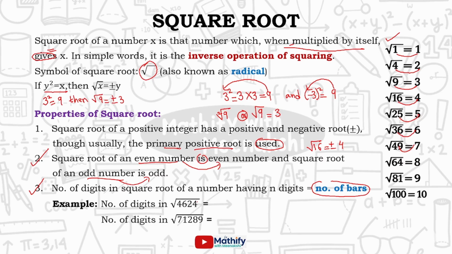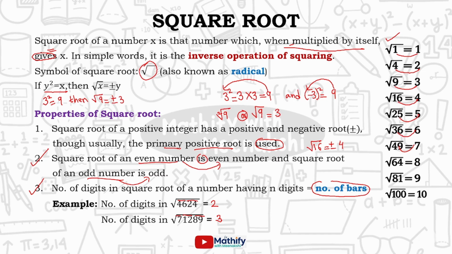So usually we always start from right and we move towards left, and we have to give bar to each pair. So first bar is in 24 and second bar is on 46. That means number of digits in the answer of square root of 4624 will be 2. Let's do one more example where we have odd number of digits. Again, you will make bars for each pair and you will always start from right. So this is my first bar on 89, second bar on 12, and third bar will give to the remaining digit, that's on 7. So here the answer will be of 3 digits.